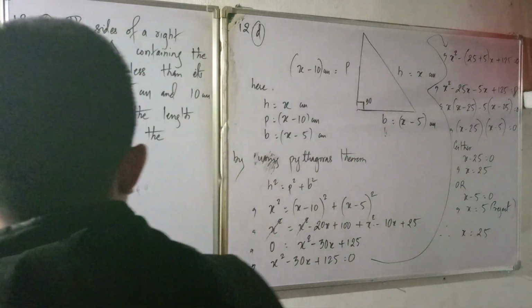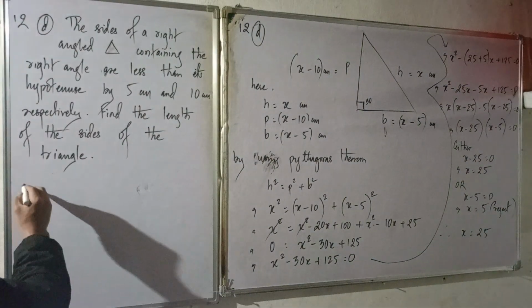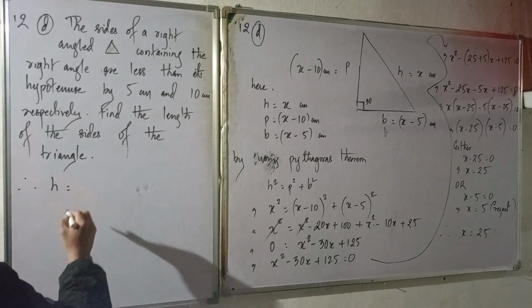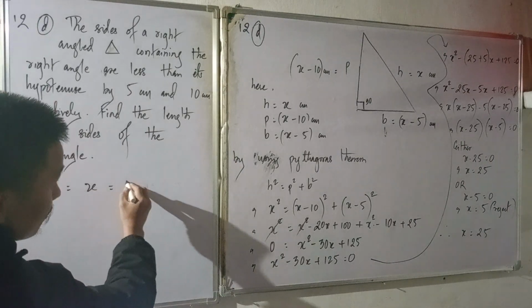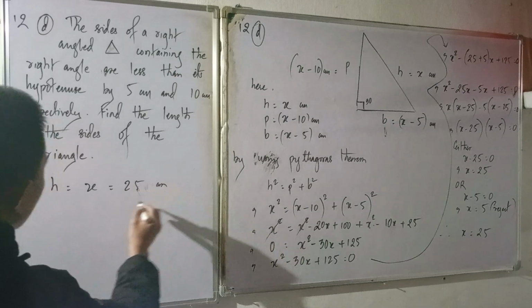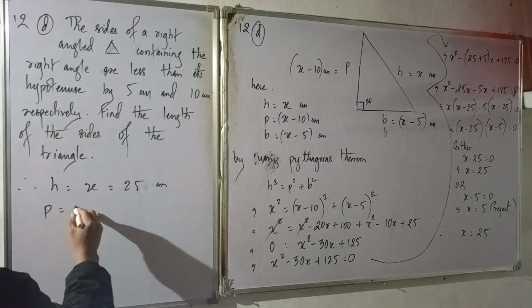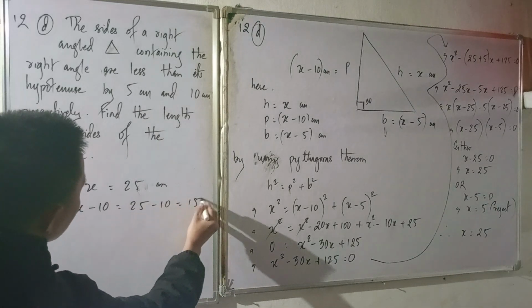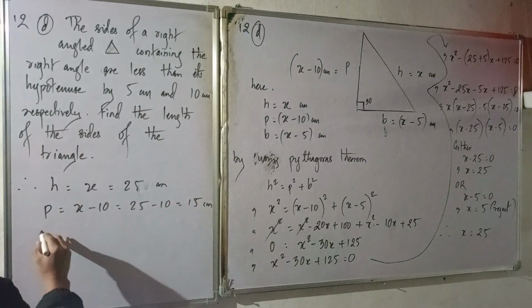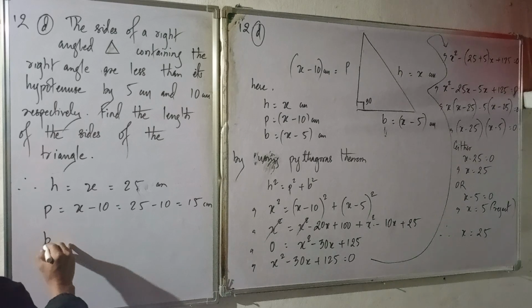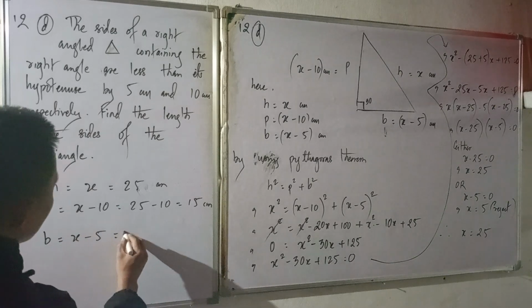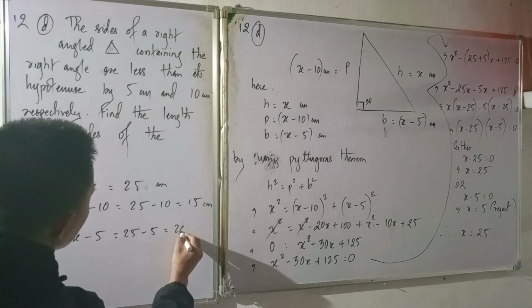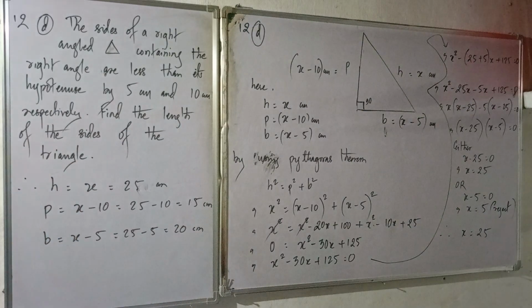Therefore, to find the lengths of the sides of the triangle: the hypotenuse will be x centimeter, which is 25 centimeter, and the perpendicular will be x minus 10, which is 25 minus 10, it will be 15 centimeter, and the base will be x minus 5, that will be 25 minus 5, that will be 20 centimeter. So this is the answer. Therefore the three sides are 25, 15 and 20.